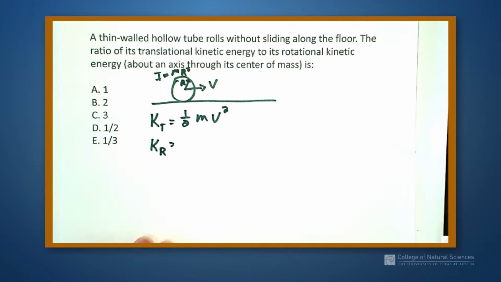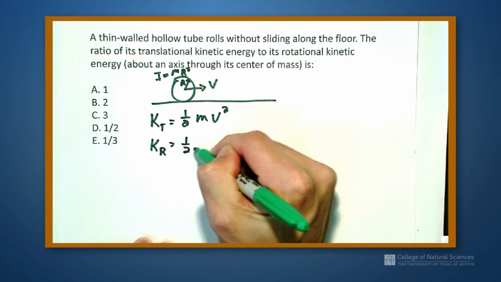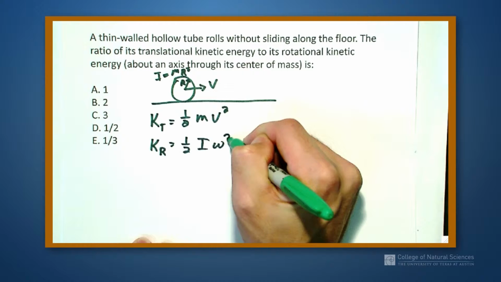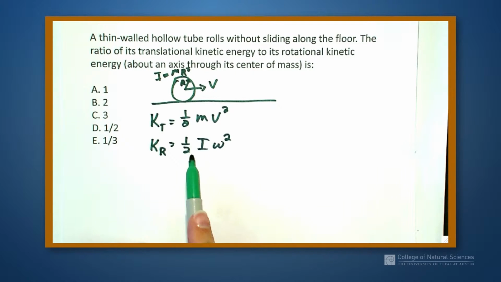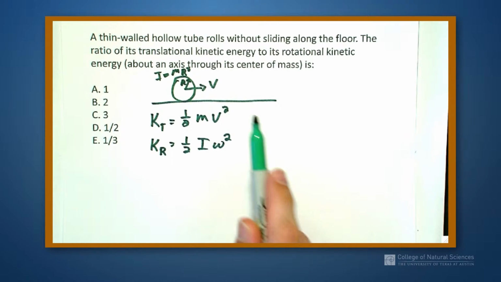And now I have to figure out, if it's moving along the floor, what is its rotational kinetic energy? Well, its rotational kinetic energy is 1/2 I omega squared. Well, this is great, except I have I and I have omega. I just don't know how I compares to m or how omega compares to v. So I'm going to make some substitutions in here.